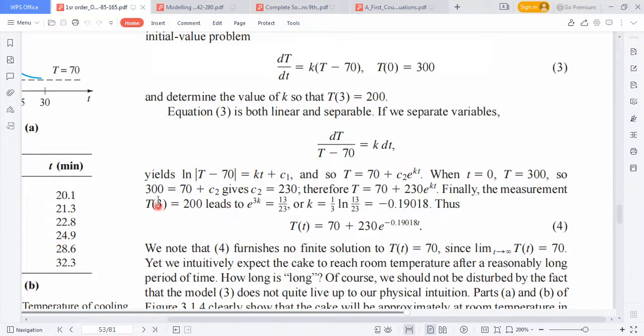Finally, the measurement after 3 minutes: the temperature was 200 degrees Fahrenheit. So this leads to e to the power 3k equals 13 by 23. Finding the value of k using a scientific calculator, we get k approximately minus 0.1908. Therefore, putting the value of k in this equation, this is the main equation. So T equals 70 plus 230 e to the power minus 0.1908t.